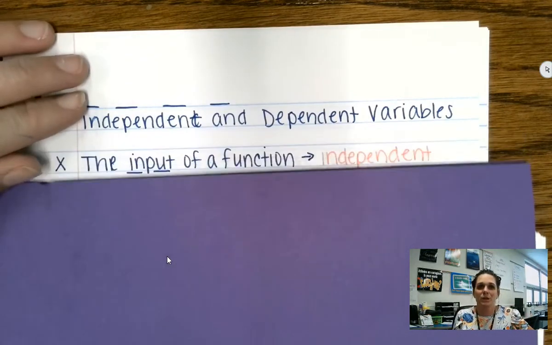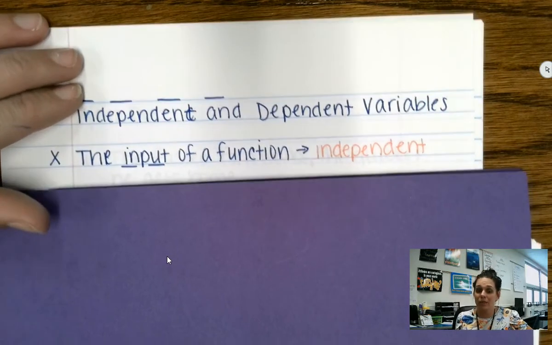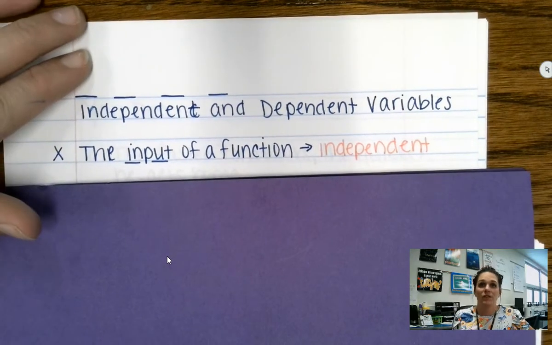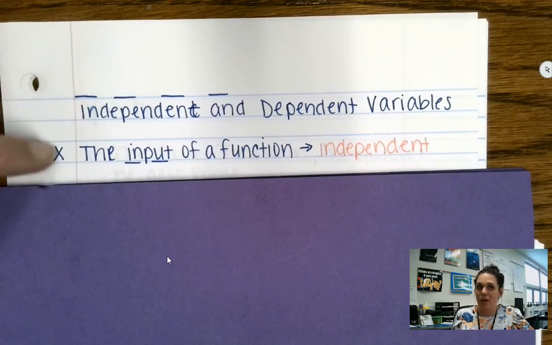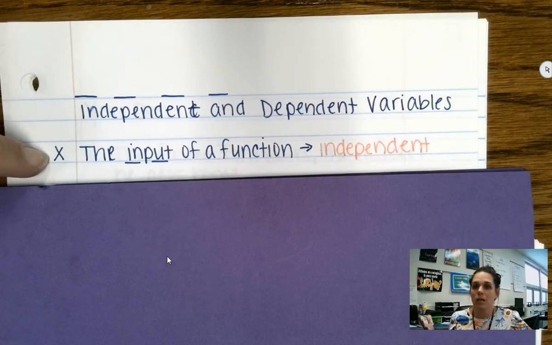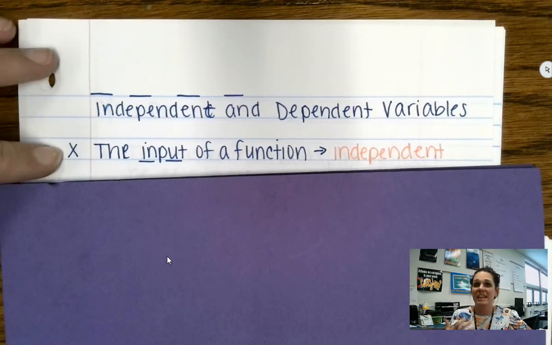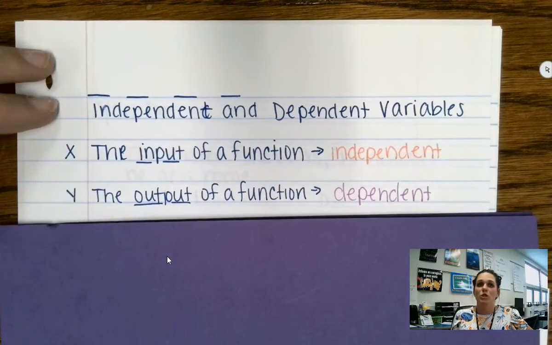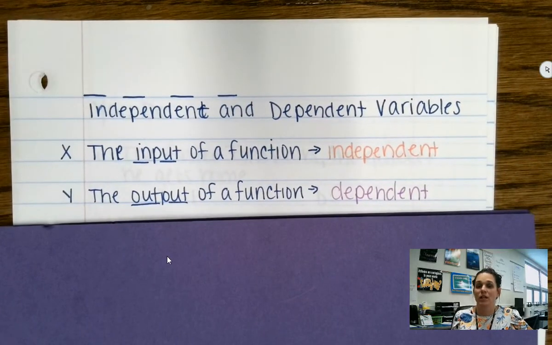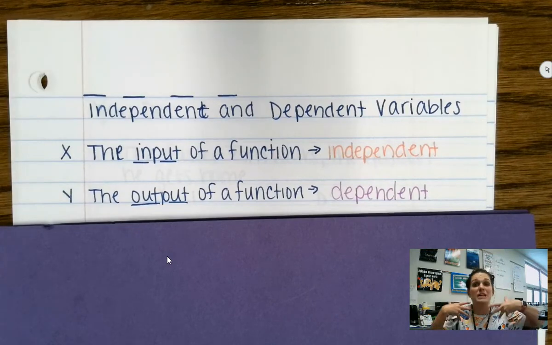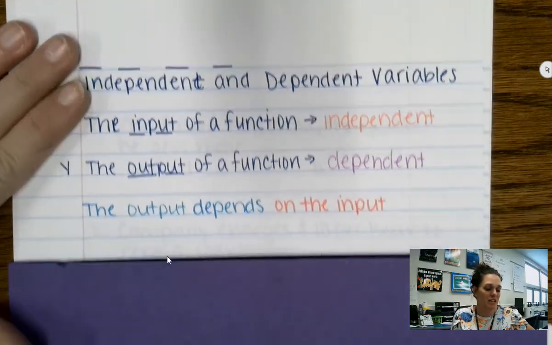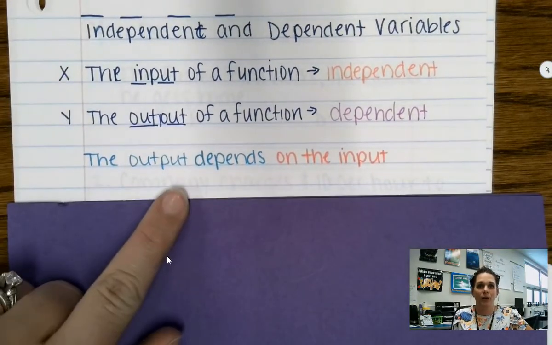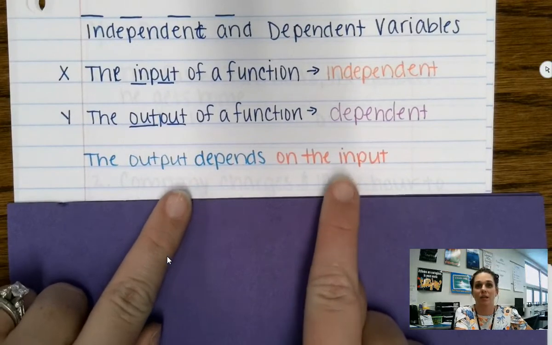Just to remind you how things work in math, the input of the function is the independent. The x. The independent, the one that says I don't have to listen to anybody else, I'm going to do my own work. Which means the output of the function is dependent, so it depends on that independent. The output, the result, is the dependent. The output depends on the input.